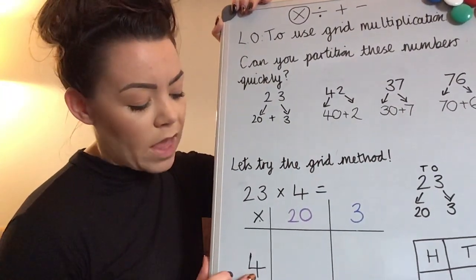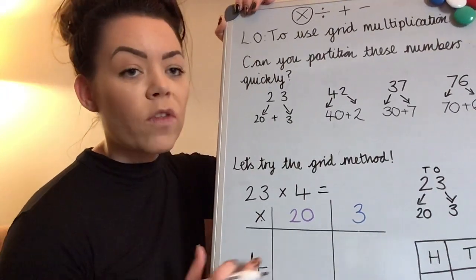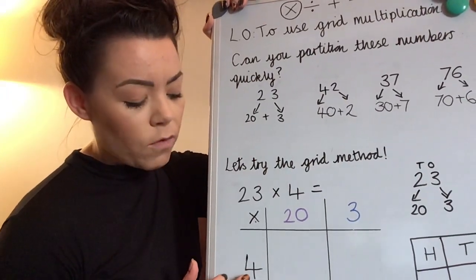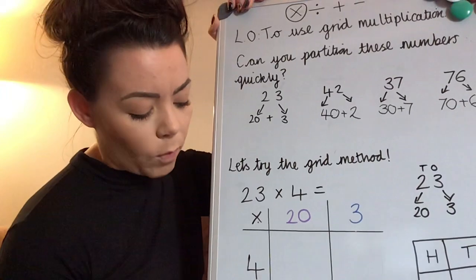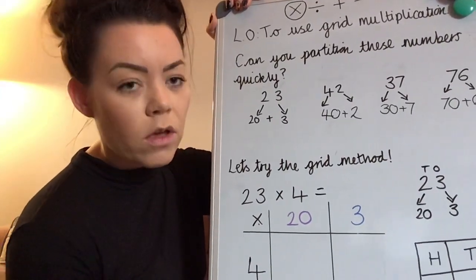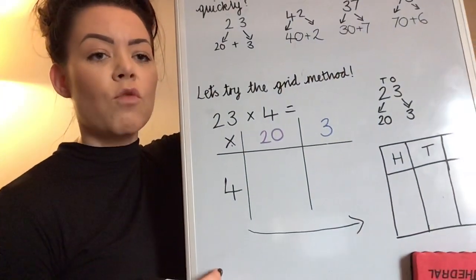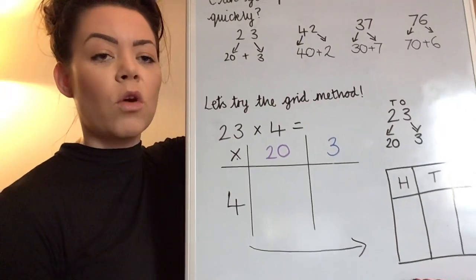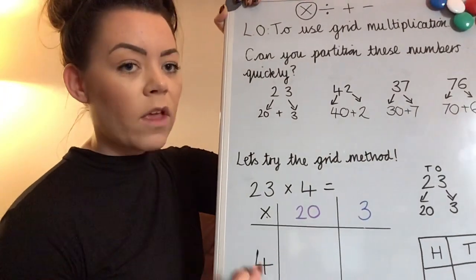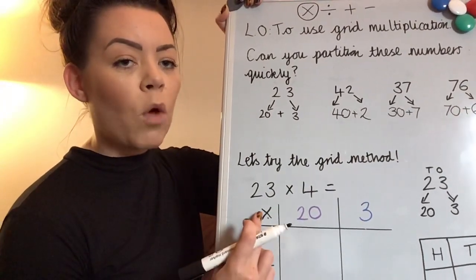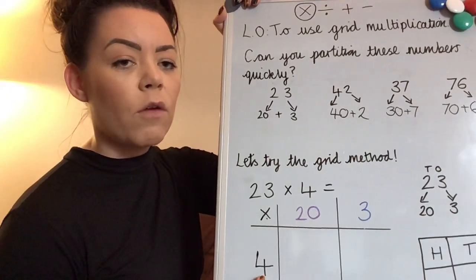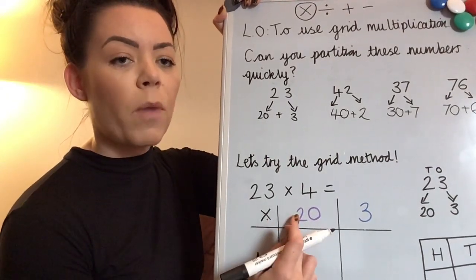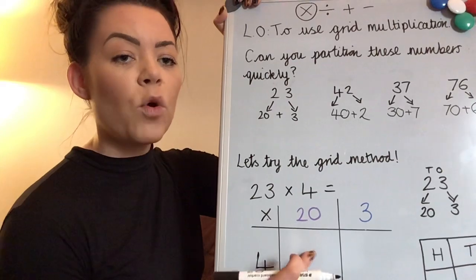So I'm going to start here and I'm going to look at each box in turn. So first of all, I'm going to follow along this way. You want to kind of read the multiplication grid along like that. So we're looking across it. So the first thing I've got to do is 4 multiplied by 20. 4 multiplied by 20. Okay? And I'm going to put the answer there.